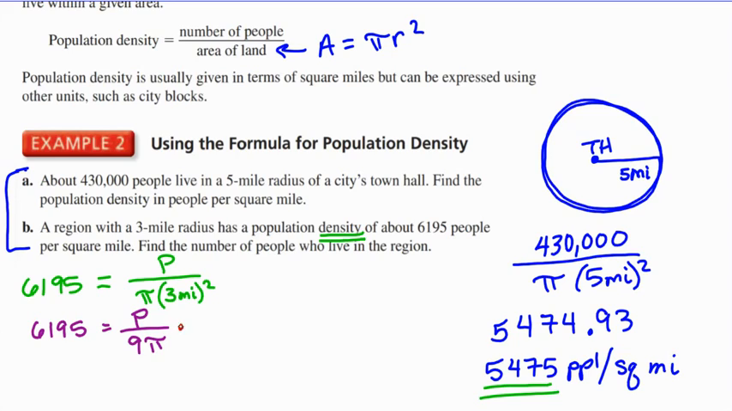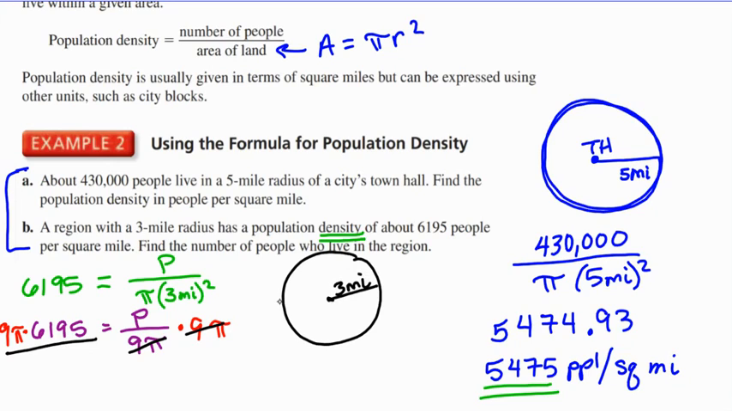And then I'm going to multiply both sides by 9 pi so that I can cancel out those. And then I just entered this straight into the calculator, 9 times pi times 6,195. And I find out that this circle, right, with a 3-mile radius, in the entire circle, there's a total of 175,159 people. Not people per square mile, just people.